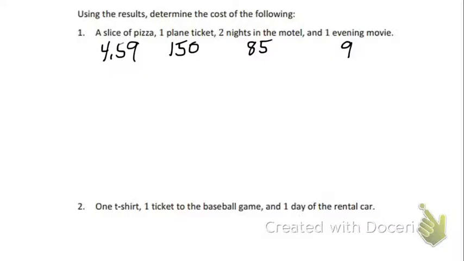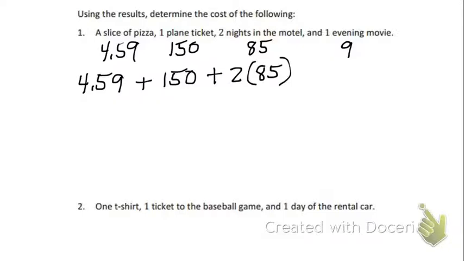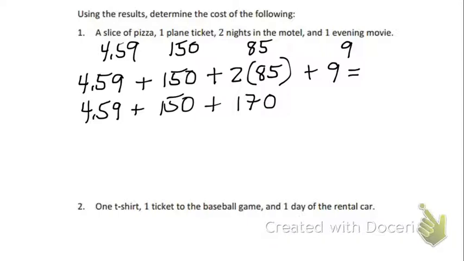Okay, so I've just written down here the per unit prices for all of these, so I don't have to keep flipping back and forth. If we're going to write an equation for this, we could do it this way. A slice of pizza is $4.59, and we are adding here, so plus 1 plane ticket, which is also just $150. And then for the 2 nights, you would do 2, and then put the 85 in the parentheses. This is the proper way to do this. And then plus 9. We could do this step by step: $4.59 plus 150, and now we're distributing that out there. That's 170 plus 9, and that is all going to equal $333.59.